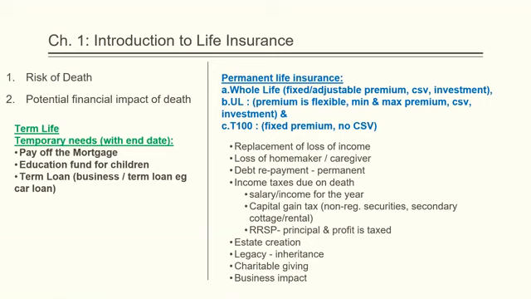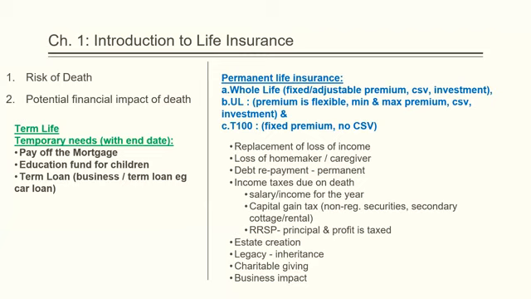In the UL, the universal life, which we'll talk about in more detail, the basic idea is your premium is flexible. You can pay a minimum amount, you can pay more, you can pay less. And there is an investment portion in it also. And then there's the T100, which has a fixed premium, and there's usually no cash surrender value. So just remember there's no cash value. If you cancel the T100, you don't get anything back. So these are permanent life insurance policies.